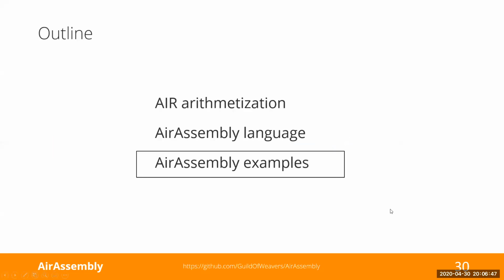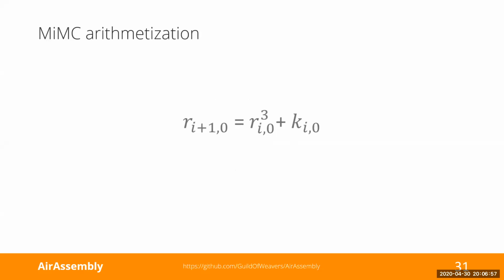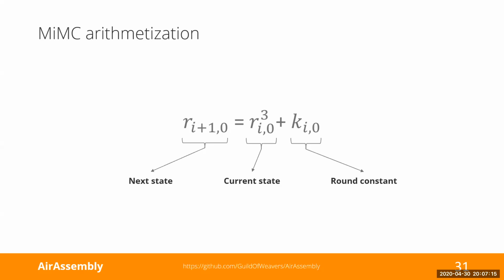All right, I know that was a lot. Even though the language is simple, it's difficult to understand within 15-20 minutes. So let's go through a simple example, which I think everybody will be familiar with. MiMC arithmetization. This description of a MiMC function should be familiar to pretty much everyone here. You just take the current state, you cube it, and you add the round constant to it. So this is our current state, this is our round constant, and this is our next state.